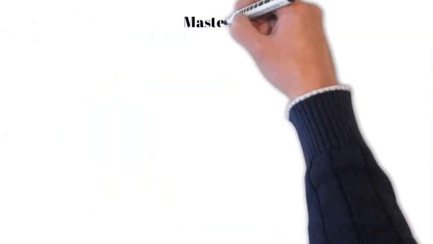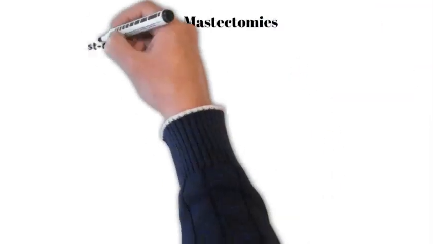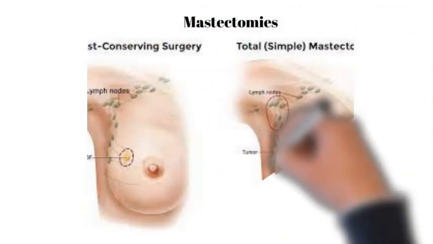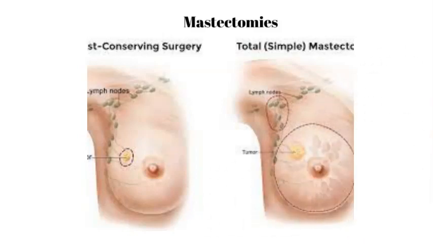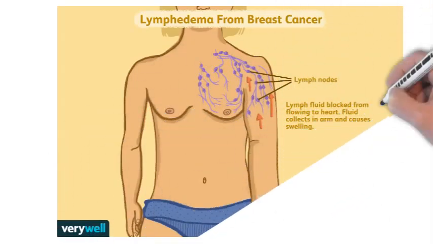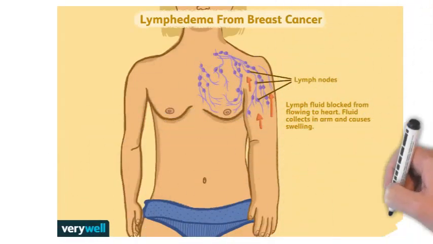Mastectomies and their impact on the breast and regional lymphatics. During a mastectomy, the healthcare provider may need to remove some or all of the axillary lymph nodes. This can affect the flow of lymphatic fluid and increase the risk of lymphedema, which is a condition that causes swelling in the arm or hand on the site of the surgery.